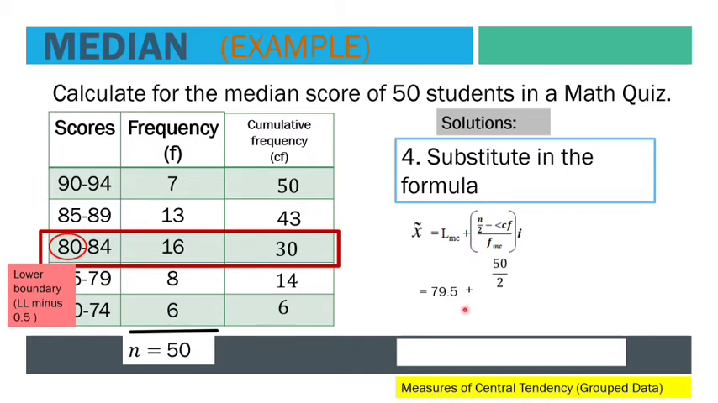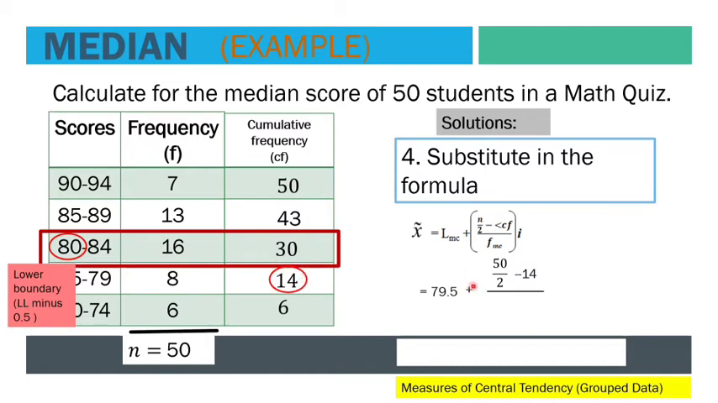Then we have to substitute n. In the formula, we have 50 as the value of n. So that's n, 50, divided by 2. We just copy the 2. Then continuing the solution, minus the less than CF. The less than CF is 14. So where did we get 14? This is the less than CF, the cumulative frequency that is lower than the cumulative frequency of the median class. So we have 14 as the less than CF.